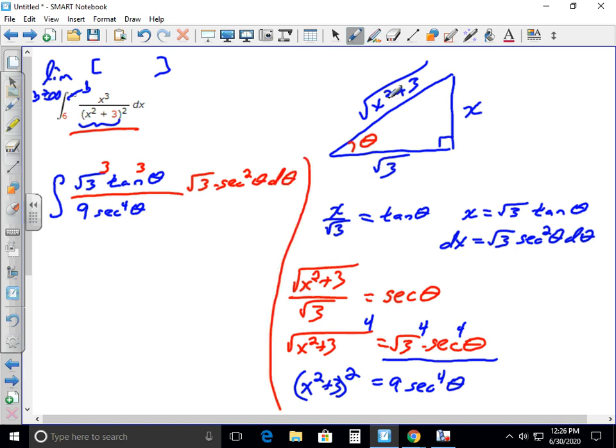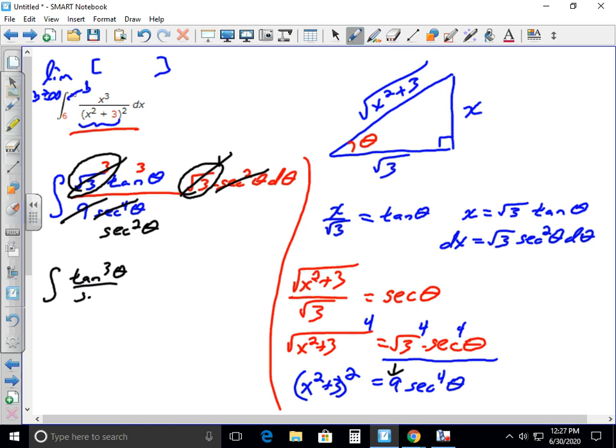So we can do some reducing. Notice that's root 3 to the 3rd, and that's another one, so that would be root 3 to the 4th. Well, root 3 to the 4th is where we got 9. So the root 3 to the 4th and 9 cancel. Secant squared will cancel 2 of those. So that'll give us tangent cubed over secant squared d theta.